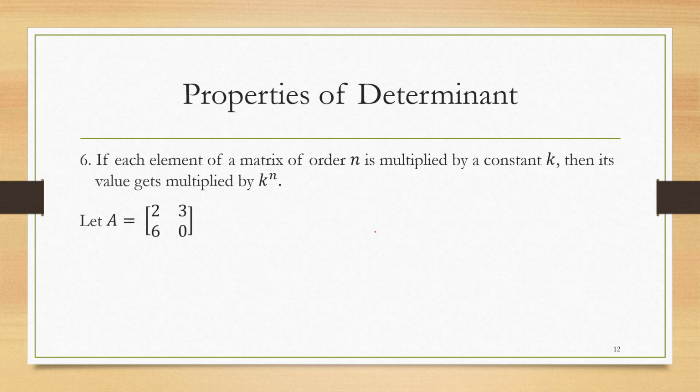Now we are going to multiply every row, or we can say every element of the matrix, by the constant k. Then we see that the determinant gets multiplied by k raised to power n, where n is order of that matrix or number of rows in that matrix. So let's see. A is 2, 3, 6, 0. Let's take k equal to 3. Now the new matrix 3A is 6, 9, 18, 0.